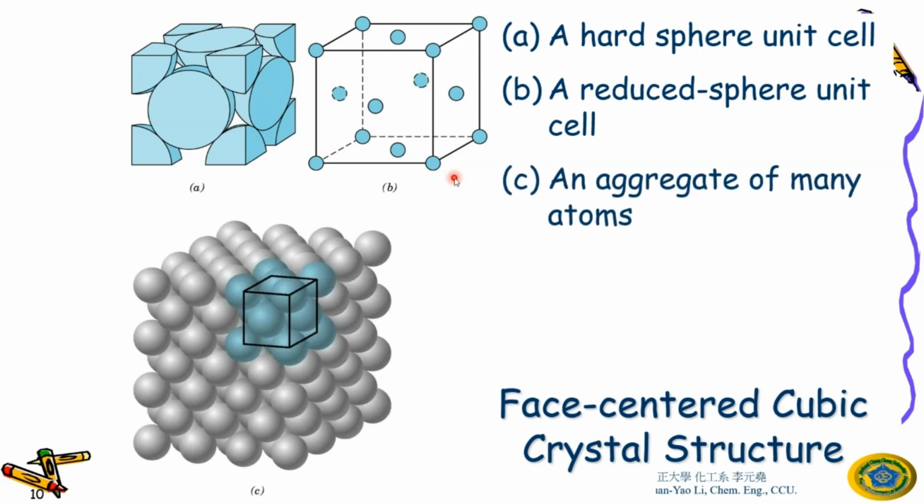Okay, and this is a lattice, an aggregate of many atoms. For the unit cell, you have many unit cells, and this is called an aggregate of the atoms.